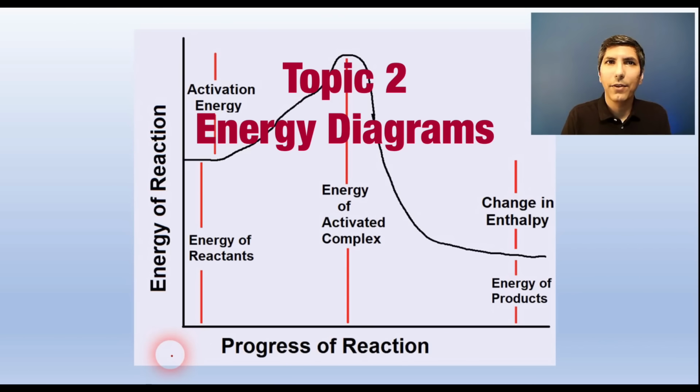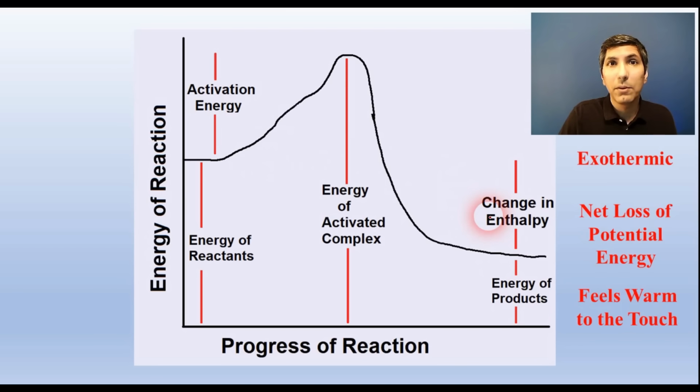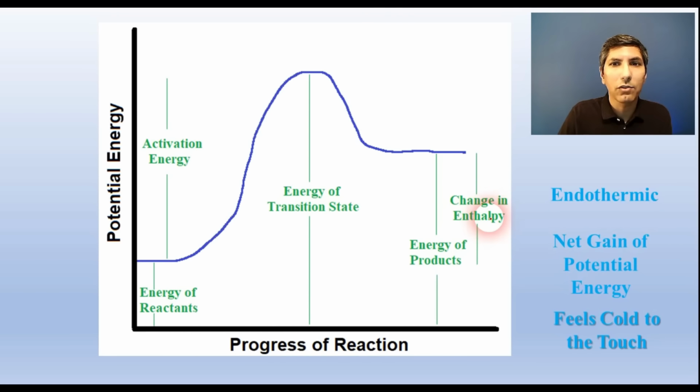Energy diagrams help us see how the energy of a reaction changes from the reactants when it attains the activation energy and gets to the transition state, or activated complex, then finally to the products. Notice that when a system has a net loss of potential energy to the surroundings, we have an exothermic reaction. That's why if you put your hand near an exothermic reaction, it feels warm to the touch. On the other hand, when the system has a net gain of potential energy, we have an endothermic reaction. The system absorbs heat from the surroundings, so if you put your hand next to that reaction, it will feel cold to the touch.